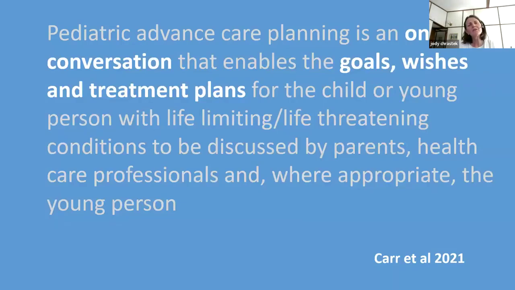Another way of looking at it is that pediatric advanced care planning is an ongoing conversation that enables the goals, wishes, and treatment plans for the young person with a life-limiting, life-threatening condition. So these are conditions including medically fragile or medically complex kids. For pediatric palliative care, we continue across a continuum in the community or in the hospital. It's not just in the hospital. Many of our patients, probably the majority, are seen in ambulatory clinic or home care.